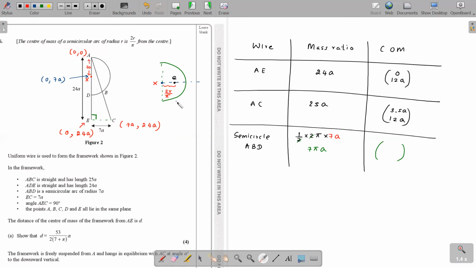Okay, so how much is 2r over pi? Radius is 7a, right? So this gives me 2 into 7a over pi, that is the x distance. What about the y distance? At this point G, what about the y distance from A? Your y distance is directly down how much? 7a, right? Your y distance is directly down 7a. Do you see?